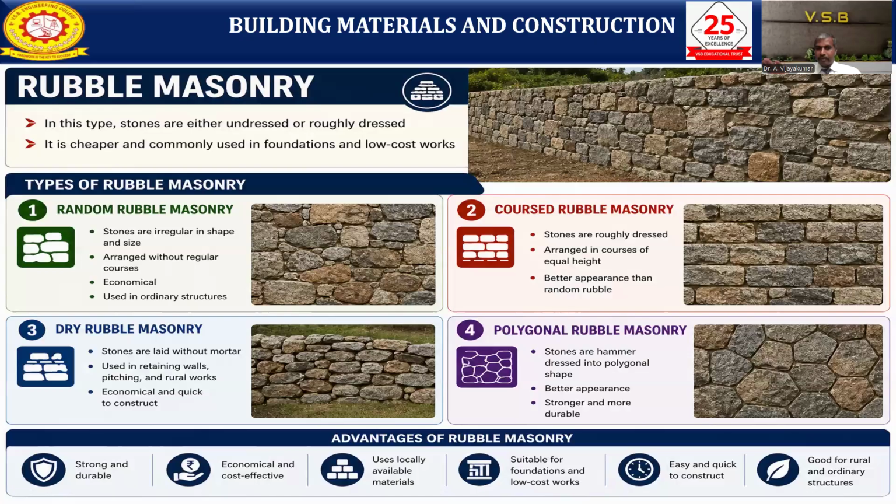Wherever locally available materials are found in our near area, we can use them for this type of masonry, because transportation is very low. Labour is also easy to get from one place to another. It is suitable for foundations and low-cost work, and it is easy and quick to construct. It is good for rural as well as ordinary structures.